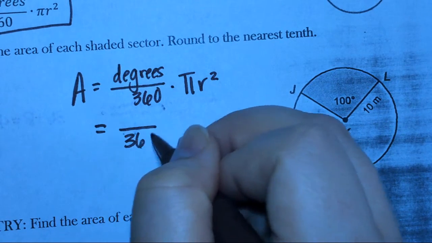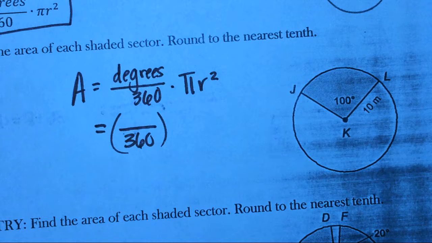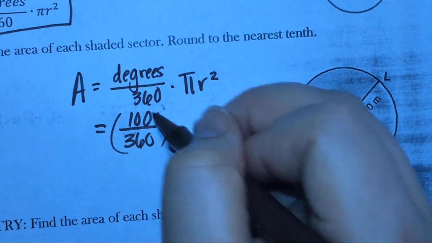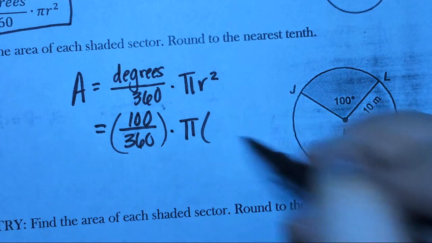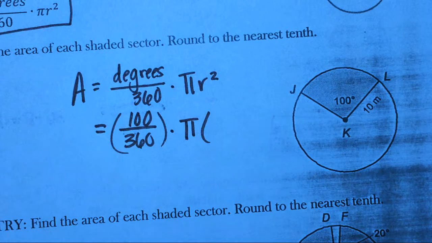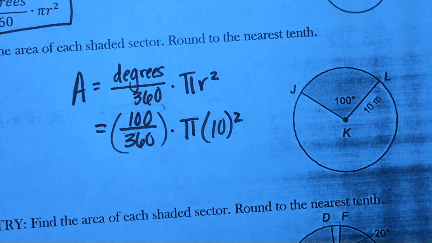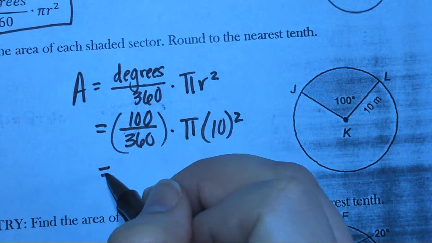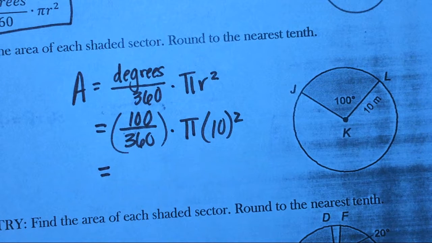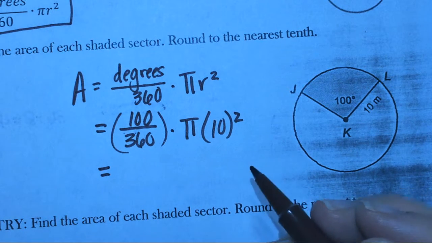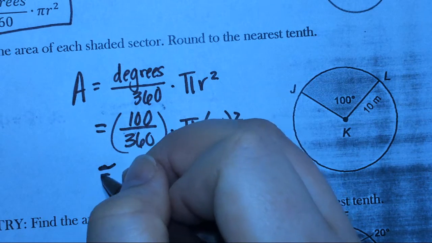What degrees did they tell us this time? 100. What is my radius? 10. So 10 squared. You can type in that entire line just like that in your calculator, and you will get the right answer. When you type it in, what do you get?